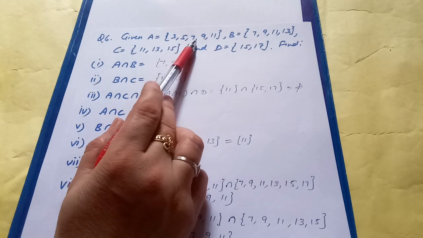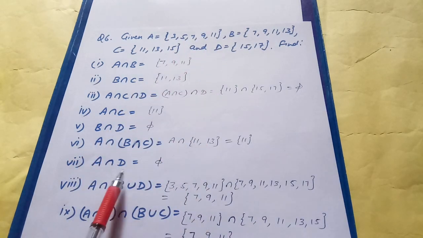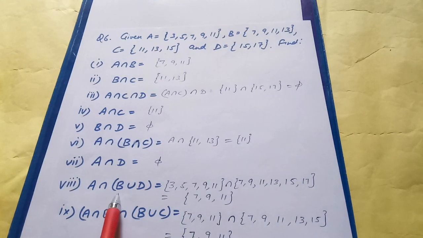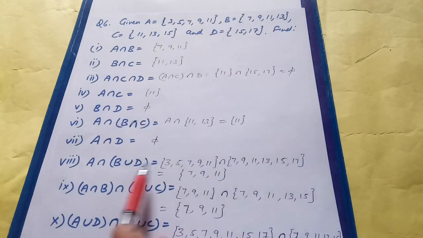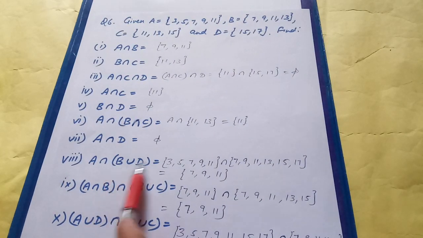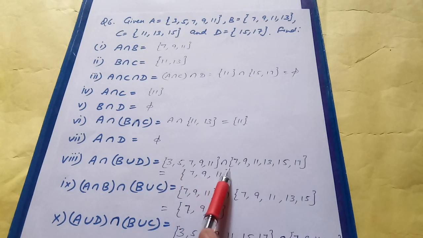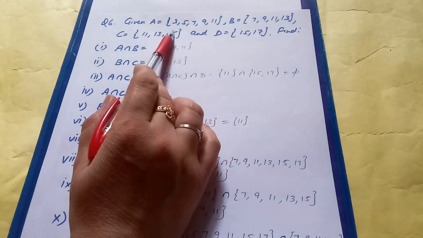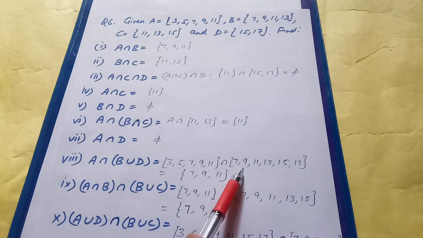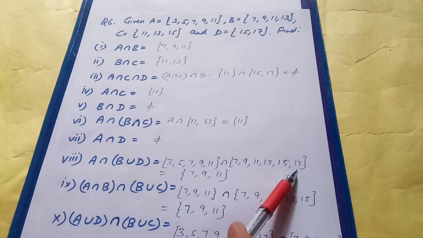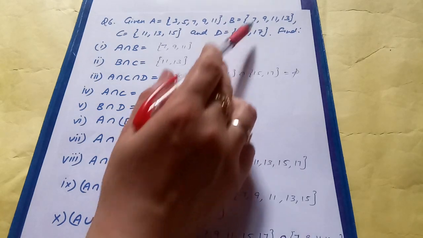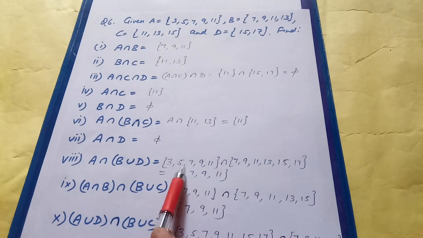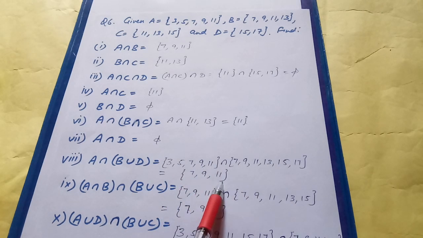In seventh part, A intersection D. Now take the common elements of A and D, and that is nothing. So we can write it as ϕ set, that is empty. In eighth part, it is A intersection B union D. Firstly take B union D because here bracket is here. So write A set 3, 5, 7, 9, 11 intersection with B union D. Now take the elements of B or D. So here elements of B and D are 7, 9, 11, 13, 15, 17. You have to write the elements of B and D, okay. Now take the intersection of these two sets. So take the common elements, that are 7, 9 and 11.